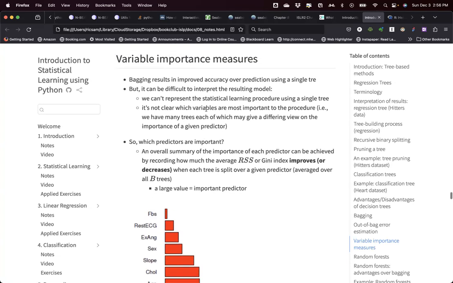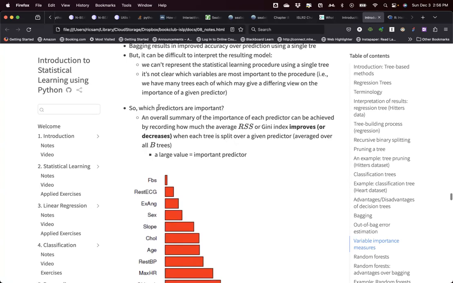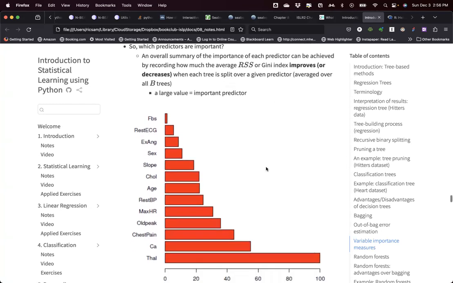So the variable importance measure is going to be an overall summary of which predictors are important. It can be achieved by recording how much the RSS, in terms of regression, or the Gini index, in terms of classification, improves or decreases for each tree split over a given predictor. Also, there's another method, permutation, that can be used too, which is running iterations of this process.